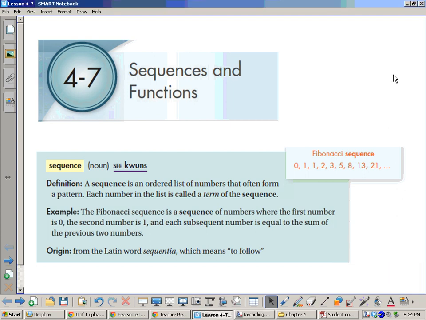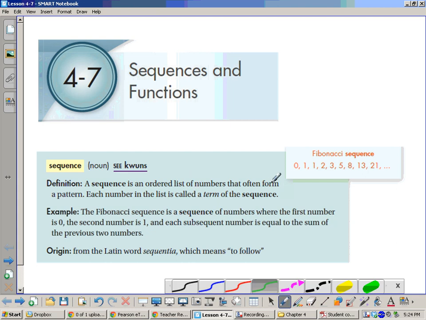Good afternoon, Algebra class. Today we're going to cover the last section in Chapter 4, which is Section 4.7. This is talking about sequences and how we can write functions to represent them. A sequence is just an ordered list of numbers that often form a pattern. Each number in the list is called a term. So we're going to refer to terms that generate a sequence.